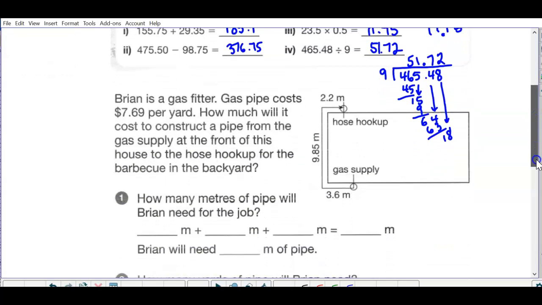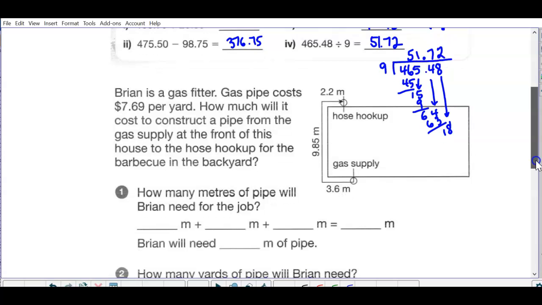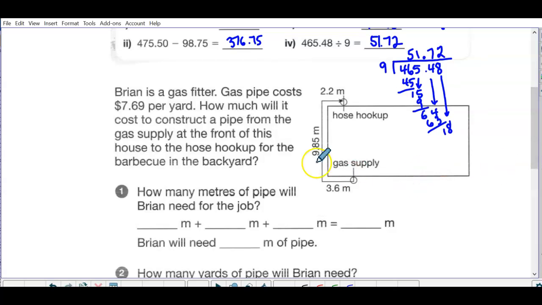So here is an example. Brian is a gas fitter. Gas pipe costs $7.69 per yard. How much will it cost to construct a pipe from the gas supply at the front of the house to the hose hookup for the barbecue at the back? So the dimensions are given here. Notice that these are in meters.